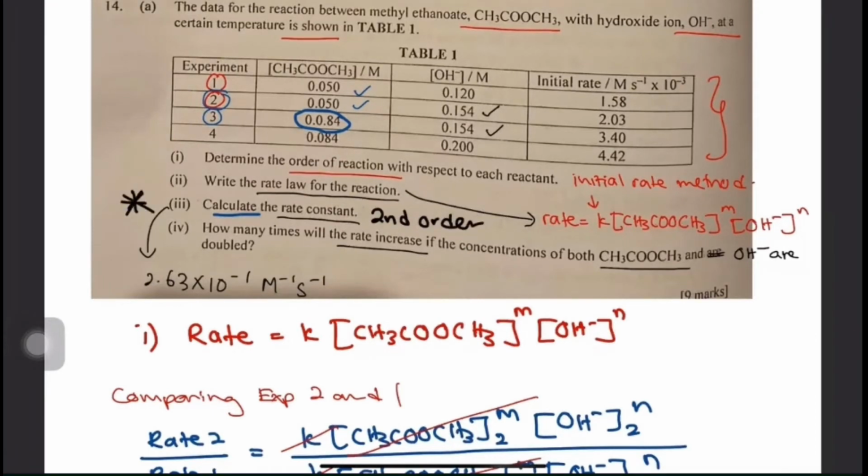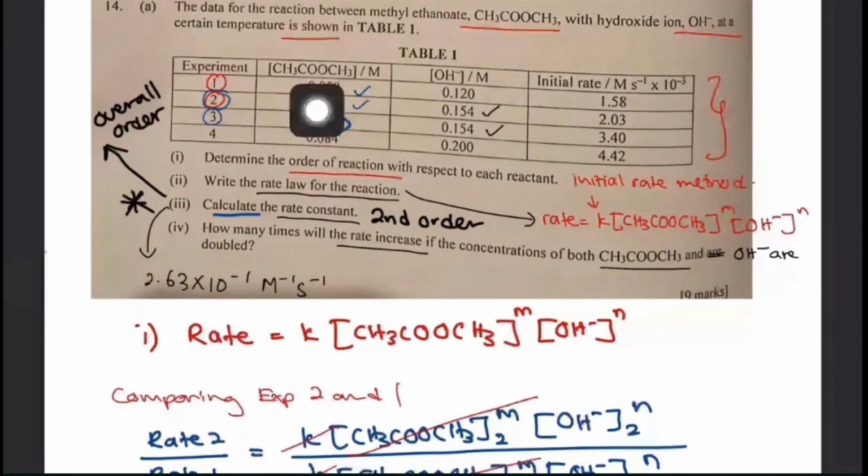Okay, don't get confused. When the question is asking to calculate the rate constant, you must look at the overall order. Okay, not the order based on CH3COOCH3 or OH minus. It must be based on the overall order. So overall order, how do I get overall order? It would be 1 plus 1, right, so that's second order. So in order to calculate the rate constant for second order, you can use the integrated rate law. Can you use the integrated rate law? What formula can you use?